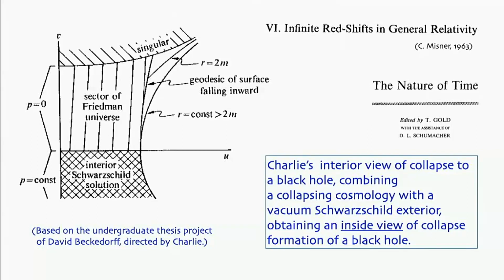And he suggested to an undergraduate at Princeton, David Beckendorf, who did his undergraduate thesis, basically implementing this idea Charlie had, that you could match a sector of this cosmological Friedmann universe to the empty Schwarzschild spacetime. And Charlie reported on this result with this picture in this conference proceedings. What Charlie seemed to think was the most important thing here was that it allowed you to look inside the black hole and see what it looked like inside.